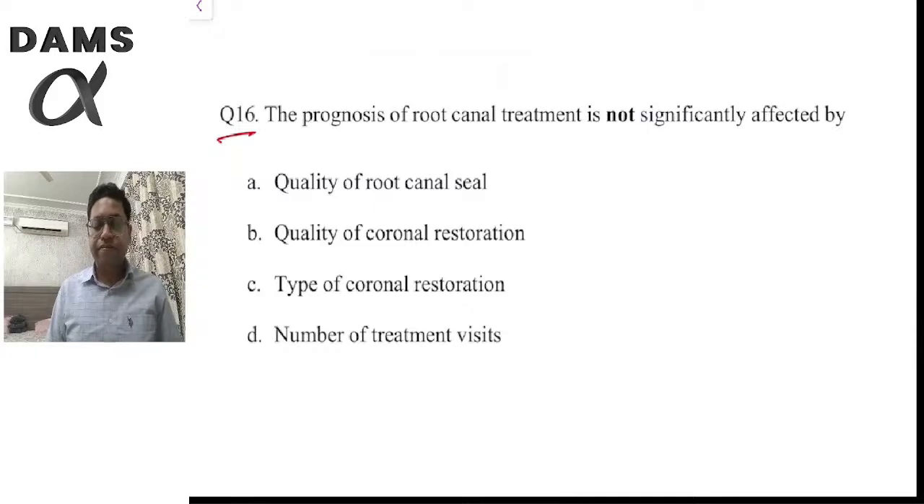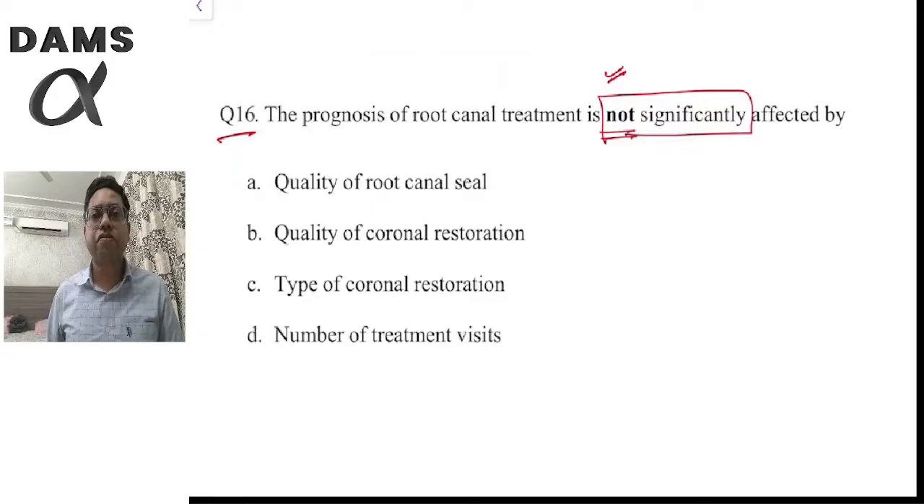Question number 16. The prognosis of root canal treatment is not significantly affected by. What are the factors that significantly affect the prognosis of RCT? The quality of root canal seal, the quality of coronal restoration, the type of coronal restoration, and number of treatment visits. Now, it is a very interesting question related to the clinical scenario. Definitely, the quality of root canal seal would have a positive influence on the outcome of root canal treatment or prognosis. The quality of coronal restoration is equally important.